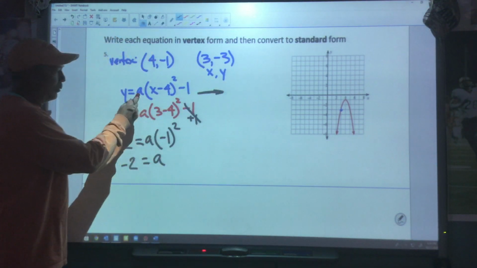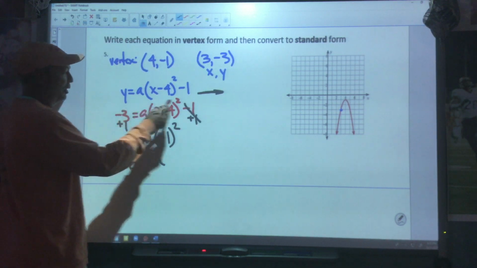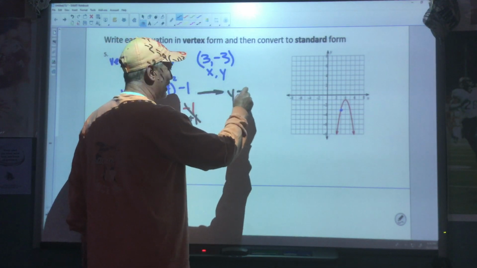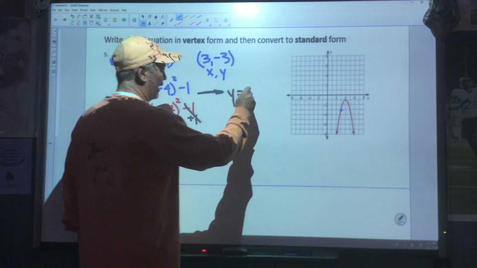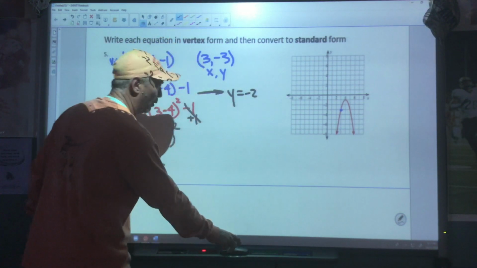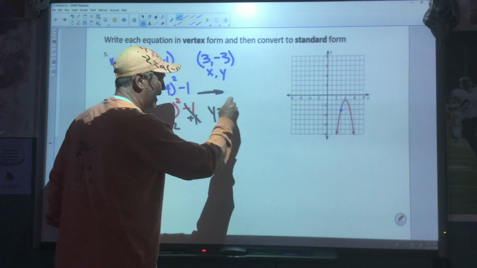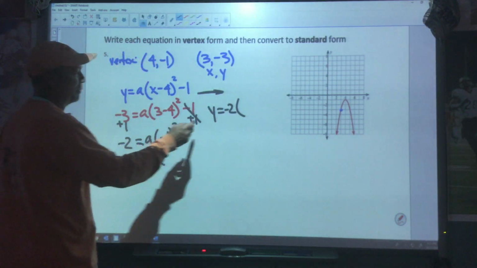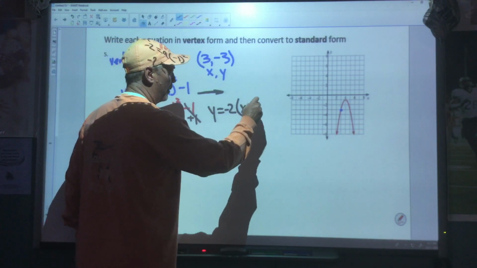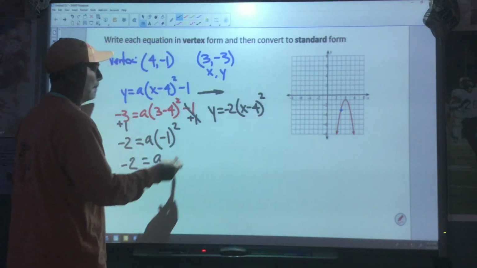We're going to put it right here where the A value is. We're going to put it here. We're going to say that y equals -2. Let's go a little bit lower so we won't run out of room. Y equals -2(x - 4) squared minus 1.